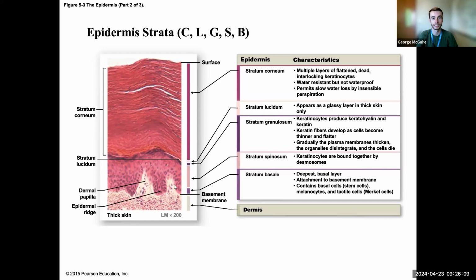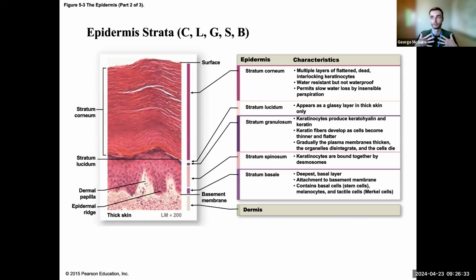The basal layer is going to be simple cuboidal epithelia. They have more of that round cube-like shape. But then all of the keratinocytes moving superficially, moving beyond this towards the surface, are going to be stratified squamous epithelia. So next, moving up in our stratum spinosum, these keratinocytes are going to start making connections with neighboring keratinocytes.